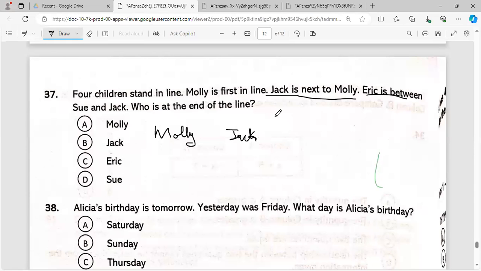Sir, I said Dolphin. Alright, Jack is next to Molly. We get that, right? And then he said Eric. Sue, sir, it's Sue. I'm thinking Sue.